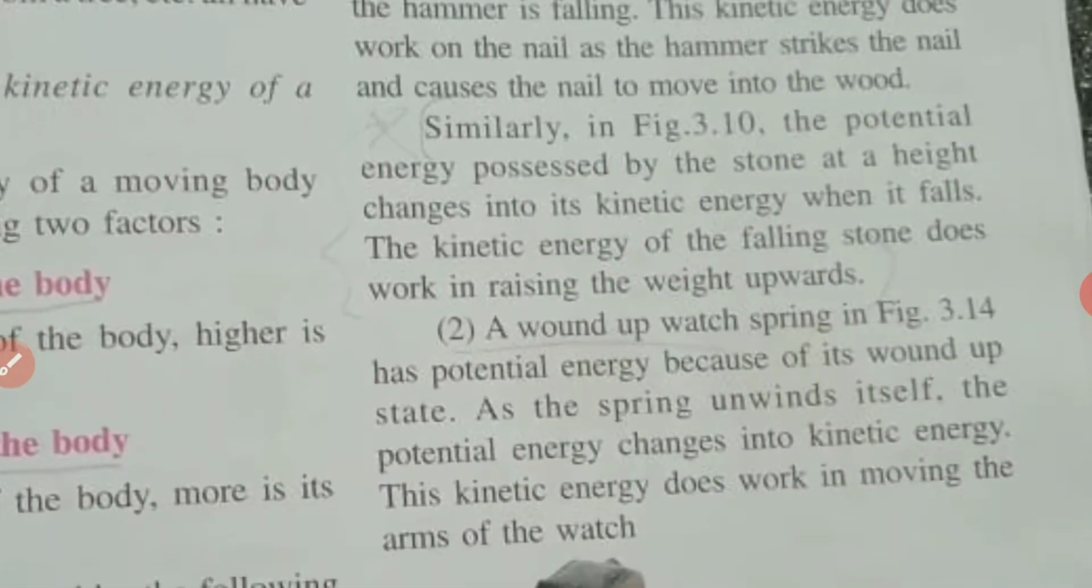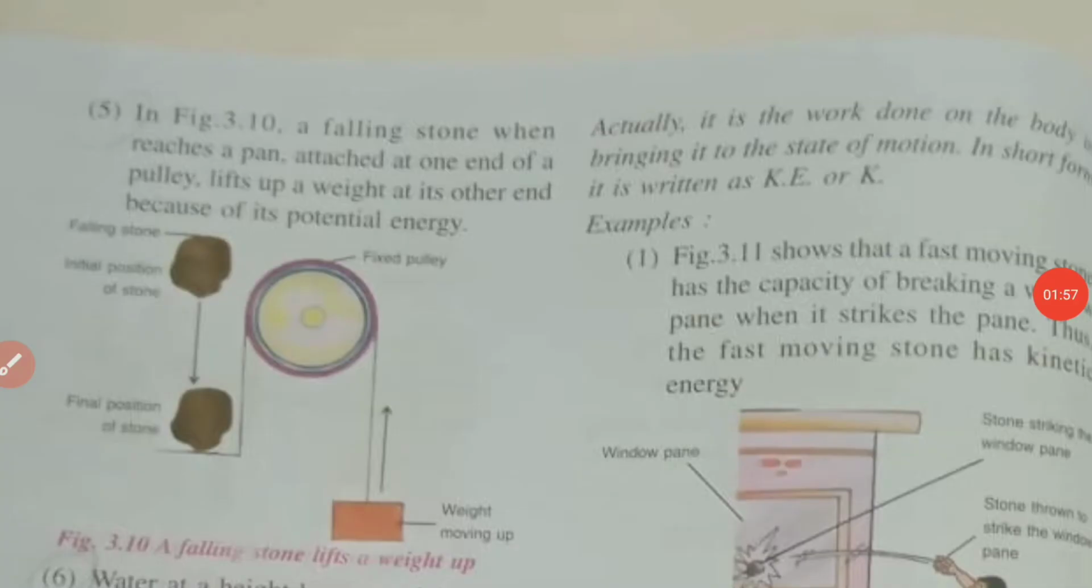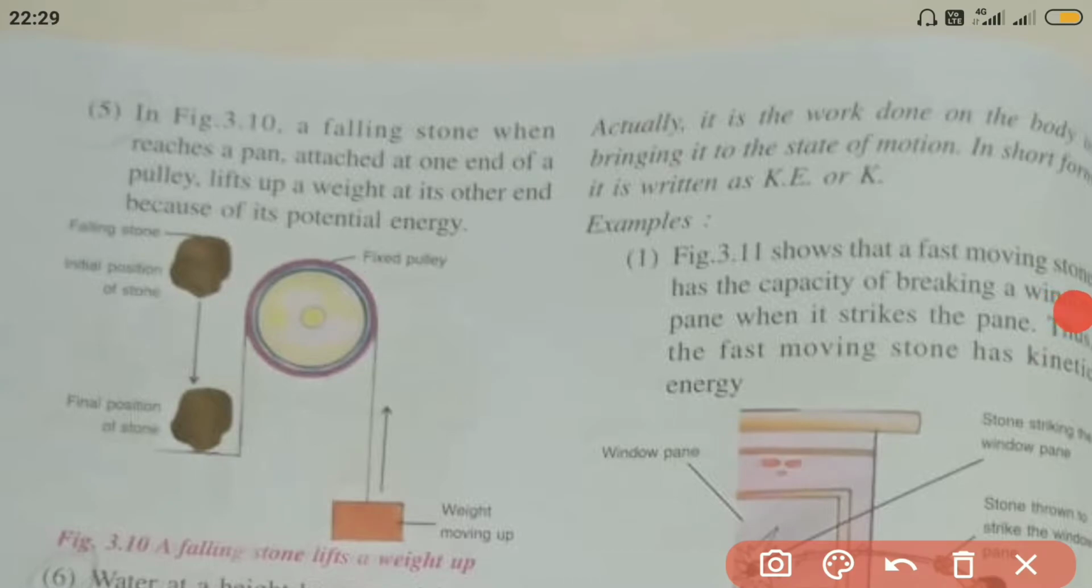The next example, similarly in figure 3.10. Okay, let us go to that. So they are talking about this figure here. So if I want to raise this load here upwards with the help of this stone. Now, if I keep this stone at a height h and let it fall, once the stone is kept at a height h, suppose, it will have a certain amount of potential energy in it. And when this stone is falling down, what will happen is potential energy is getting converted into kinetic energy. And when it reaches this plank here, it will exert some force on the rope or string because of its kinetic energy, and this load hence moves upwards. So here also you can see that potential energy is getting converted into kinetic energy.